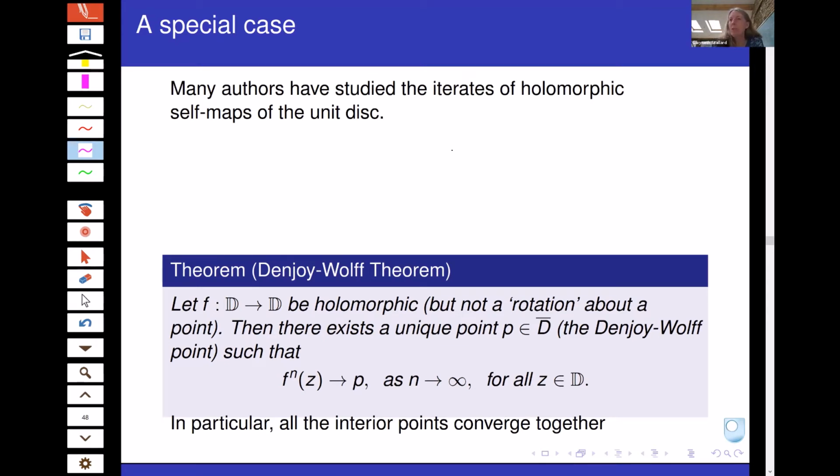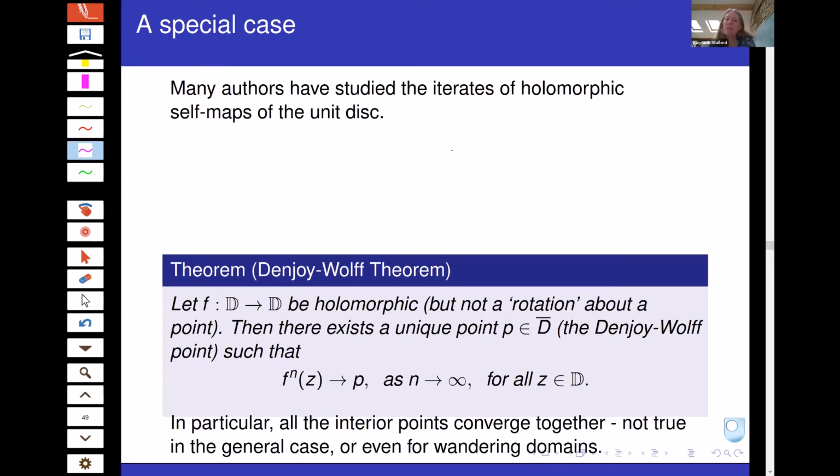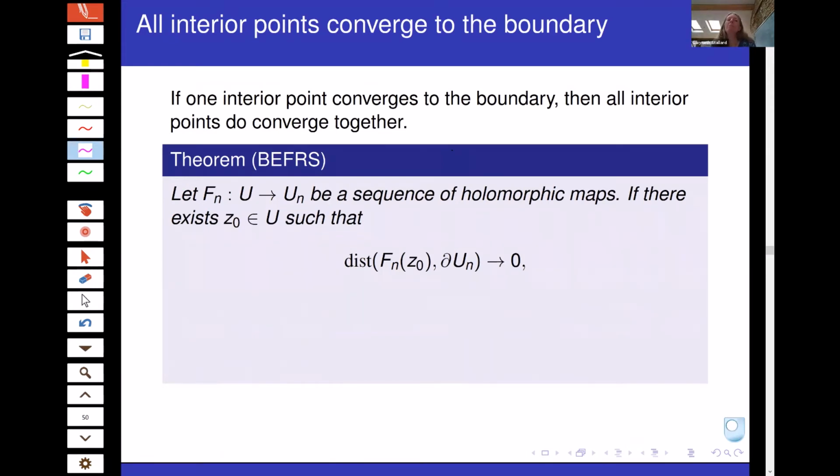In the situation that we're looking at, that's not the case. Even if you have wandering domains, it's not true that all the interior points get closer and closer together. You might have this semi-contracting case where the points are staying a definite distance apart. But we do obviously have lots of examples where the interior points do converge together. That's obviously true if they're contracting. But also, interestingly, if you have one interior point which converges to the boundary, then actually all the interior points do converge together. So even though the hyperbolic distances might not be tending to zero, the Euclidean distances will be tending to zero.